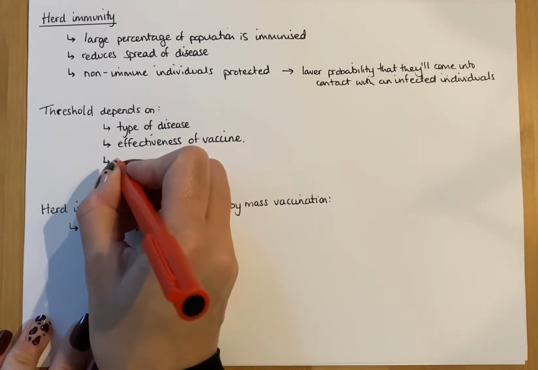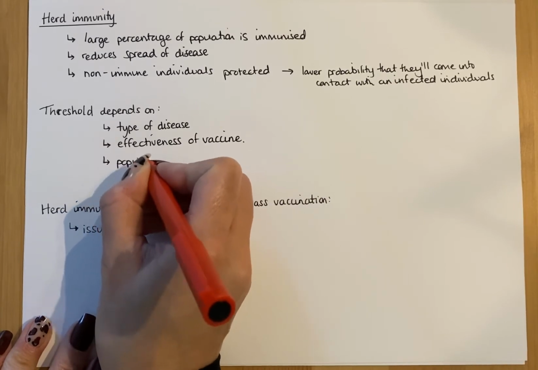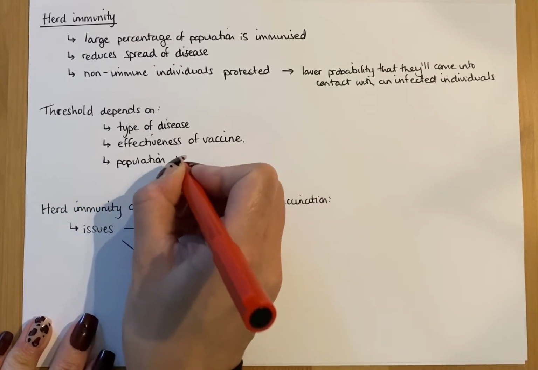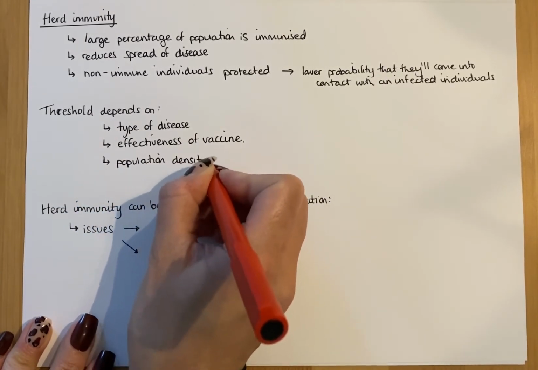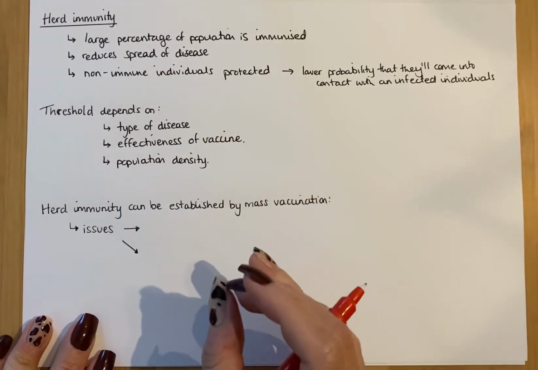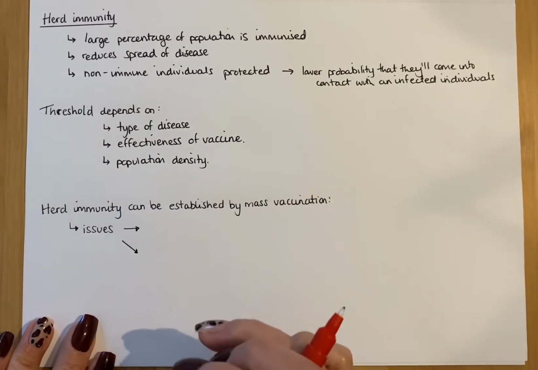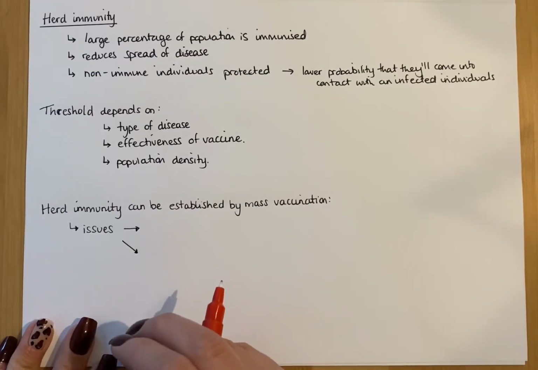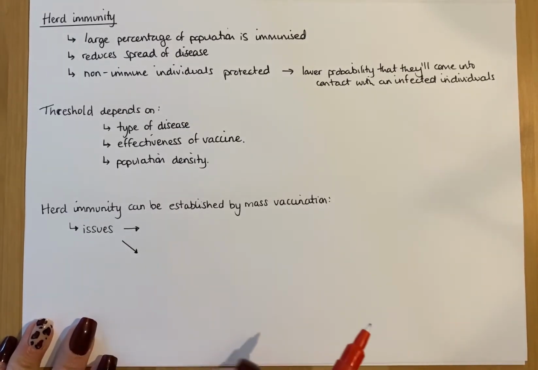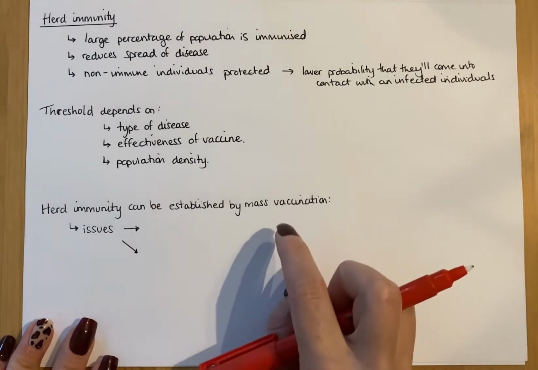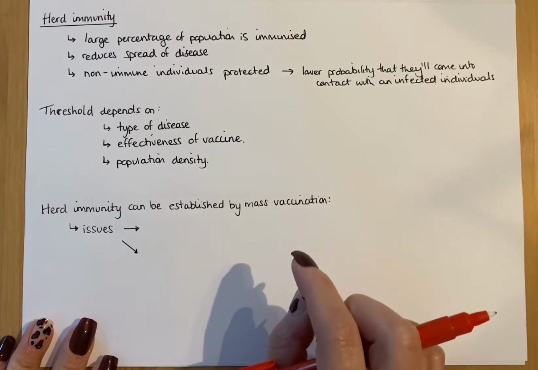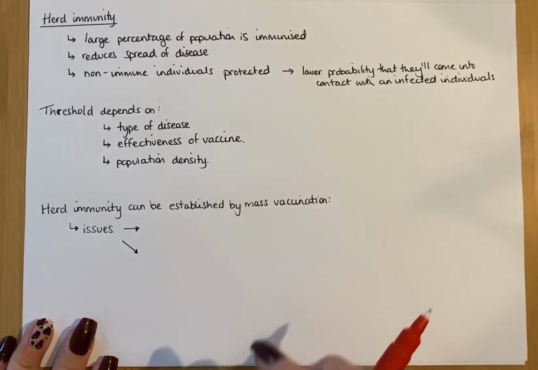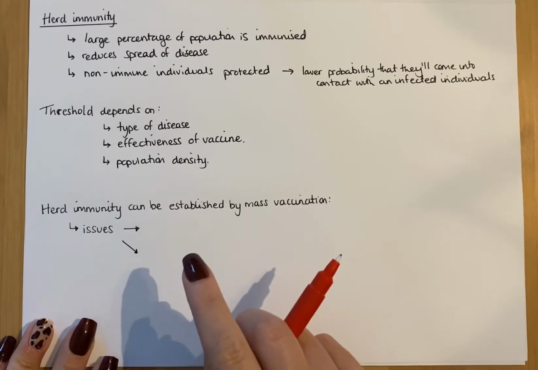Right, and it also depends on population density. If you have a very, very densely populated area, you really want to be vaccinating a really, really high percentage of that population, because they're going to come into contact with a lot more people than someone who lives in a rural area, for example. Okay, so you can establish herd immunity by mass vaccination, so vaccinating loads and loads of folk. But there are issues with that means that you can't reach the threshold.